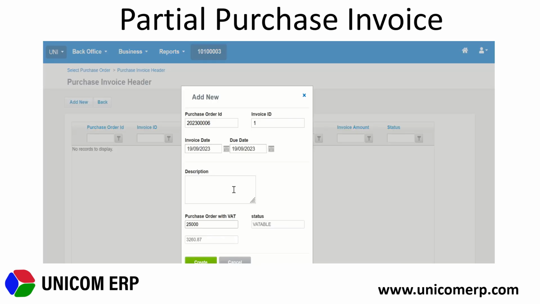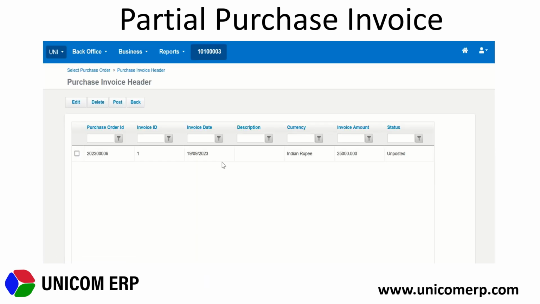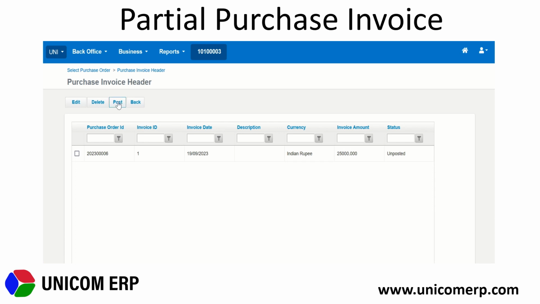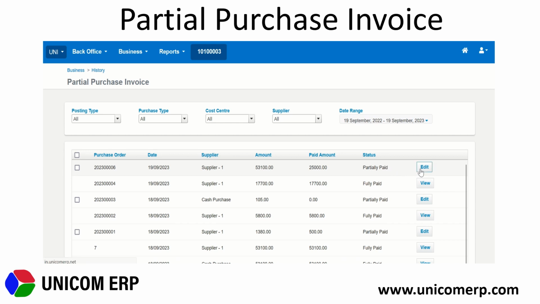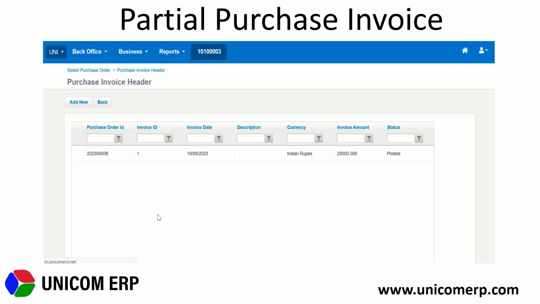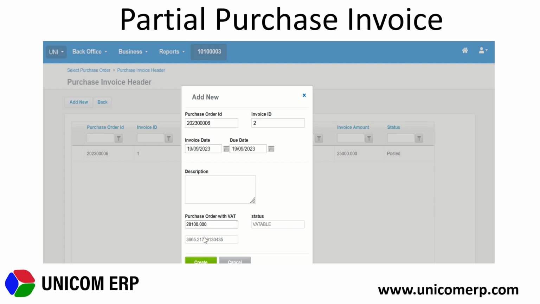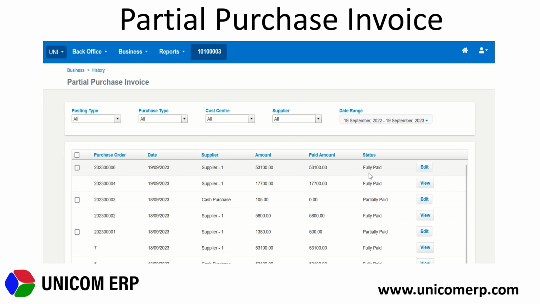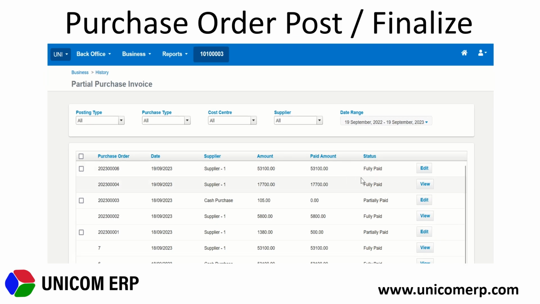For paying the balance amount, we can either edit the invoice amount here without posting, or we can post the invoice amount. Then again, go to the purchase order, click on Add New, enter the remaining amount and post the same. Now the purchase order is marked as fully paid. The whole quantity is received, and payment is made against the purchase order.